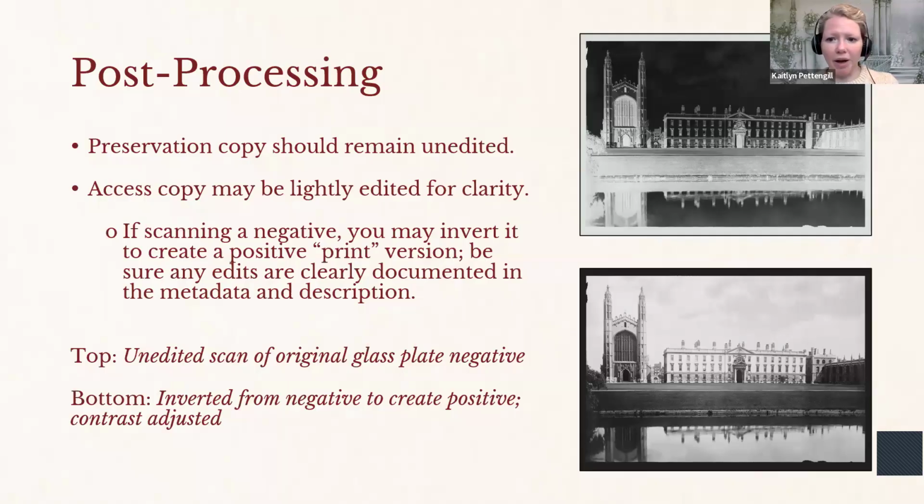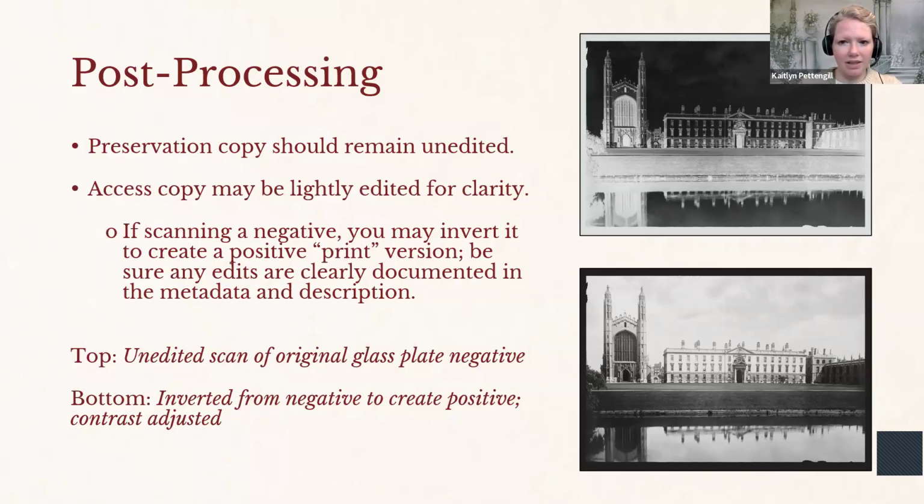The access copy is the one at the bottom. It can be lightly edited for clarity. You can create that inverted version. You can increase contrast. But you want to make sure that all of those edits are very clearly documented in the metadata attached to that item and in the description, so that you remember, and the people who work at the collection after you remember, that you made those edits, and so that anyone viewing it as a researcher or a patron or a student understands the differences between the original object in front of you and the access copy you've provided.